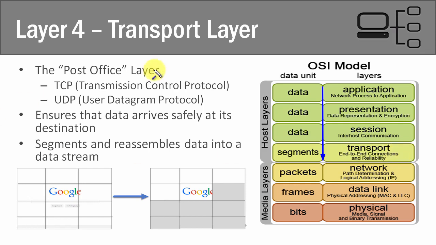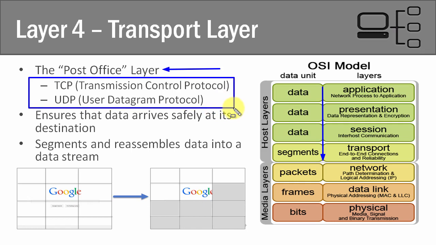I like to call this the post office layer because this is all about ensuring that data arrives safely from the source to the destination. And there are two different protocols that are commonly used. Let me get my tool ready. I want to circle this, and I actually do a little square to cover it.